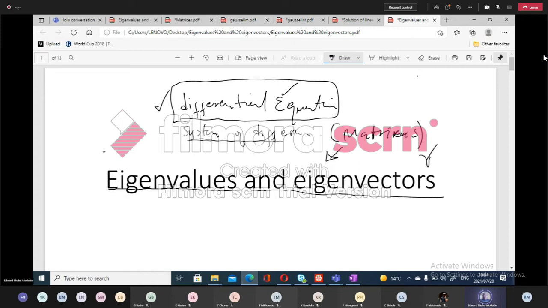For example, those who are doing electrical engineering, we have what you call circuits. These circuit equations can be solved using eigenvalues and eigenvectors. So I'm just showing the importance of why we have to do these eigenvalues. They help us to solve real life problems.